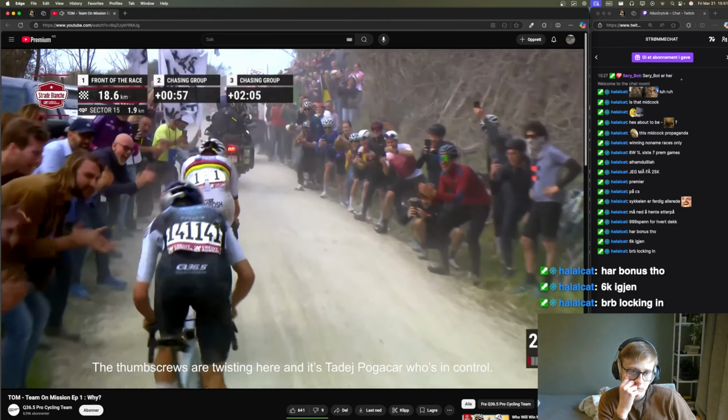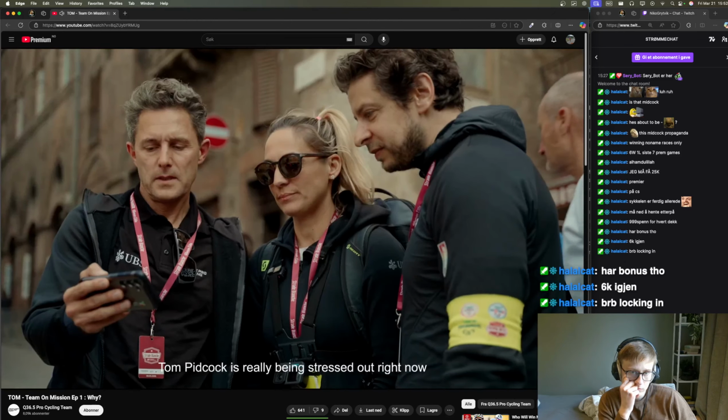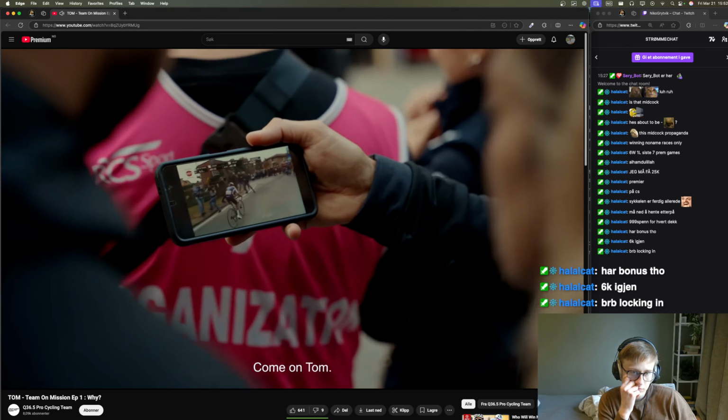Thumb screws are twisting here, and it's Tadej Pogačar in control. Oh, look at this. Tom Pidcock is really being stressed out right now. Allez, Tom. Come on, Tom.